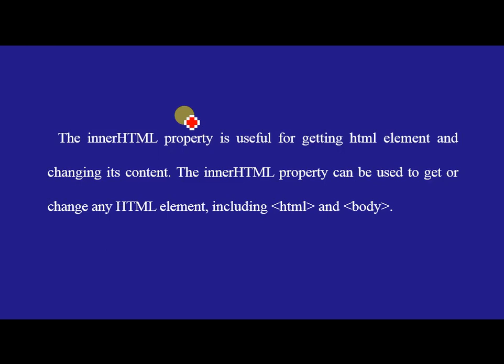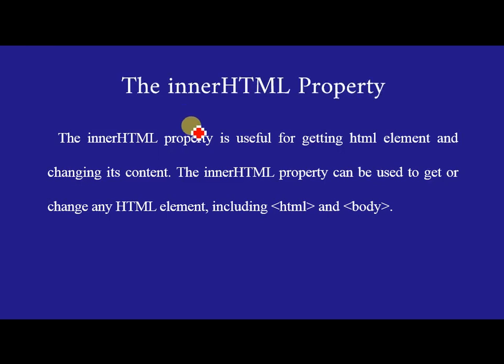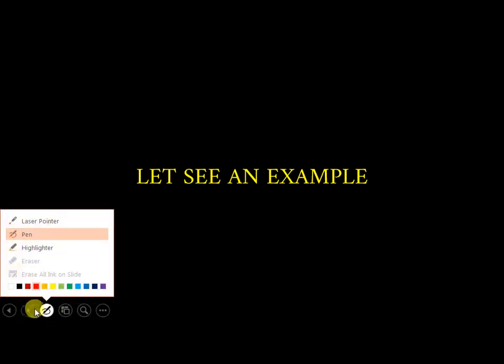The innerHTML property is useful for getting HTML elements and changing their content. The innerHTML property can be used to get or change any HTML element, including html and body. So let's see an example of how you can write a program using the innerHTML property.